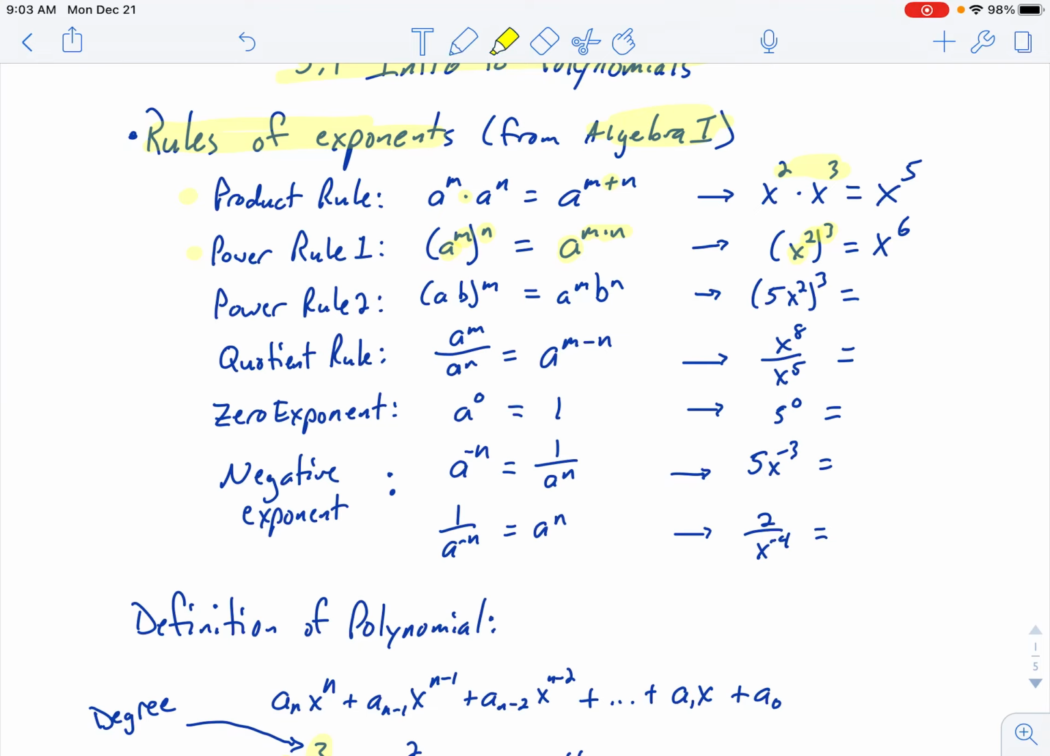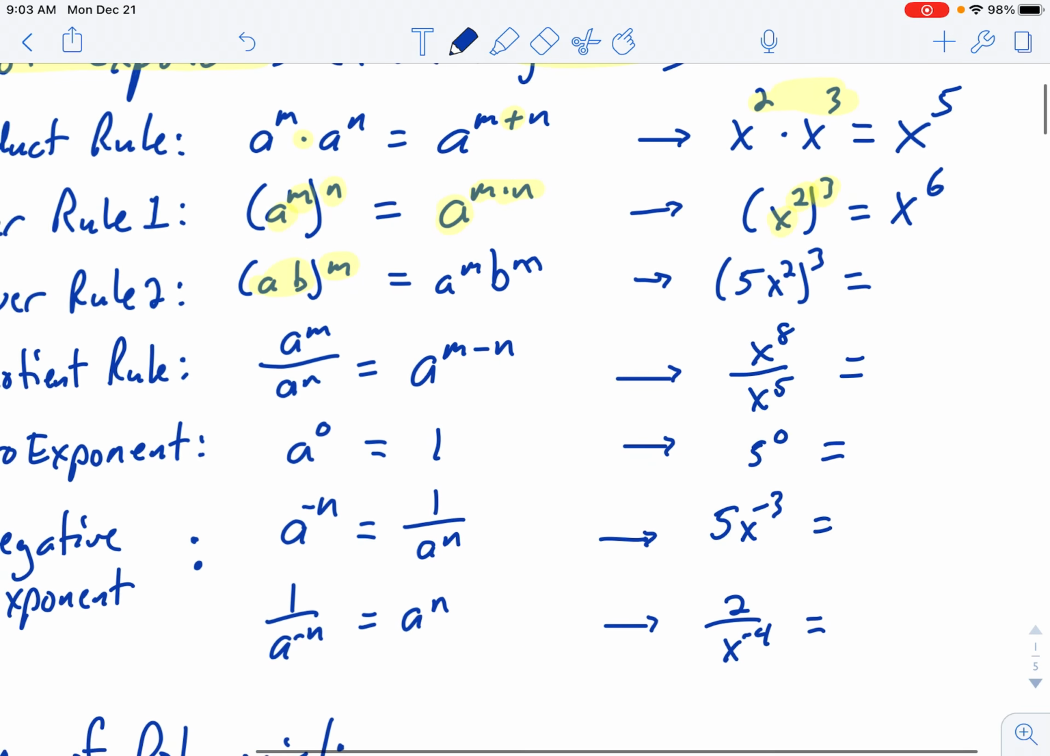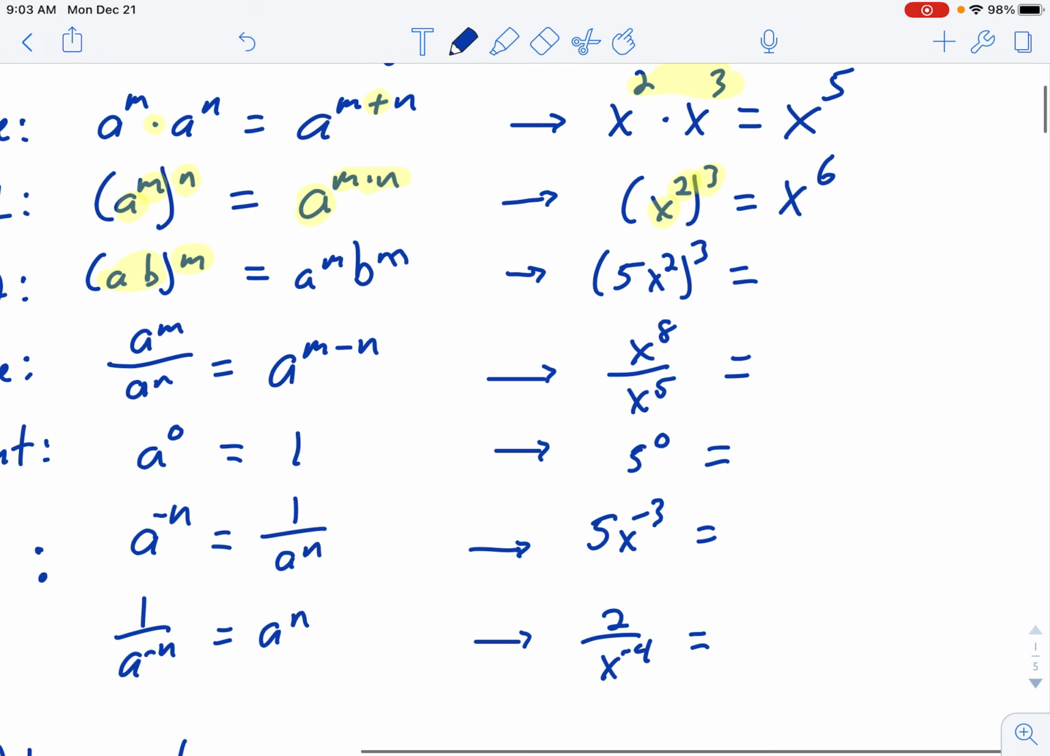The next one I call power rule 2. If you have more than one base together raised to a power, basically they both receive that power. Let me clean up my handwriting there. So (ab) to the m is a to the m, b to the m. As an example, if you have (5x squared) to the third power, that would become 5 to the third power and then x squared to the third power. Of course, these will simplify. 5 to the third power is 125 if you multiply it out. And then just like the previous rule, x squared to the third power would become x to the sixth power.